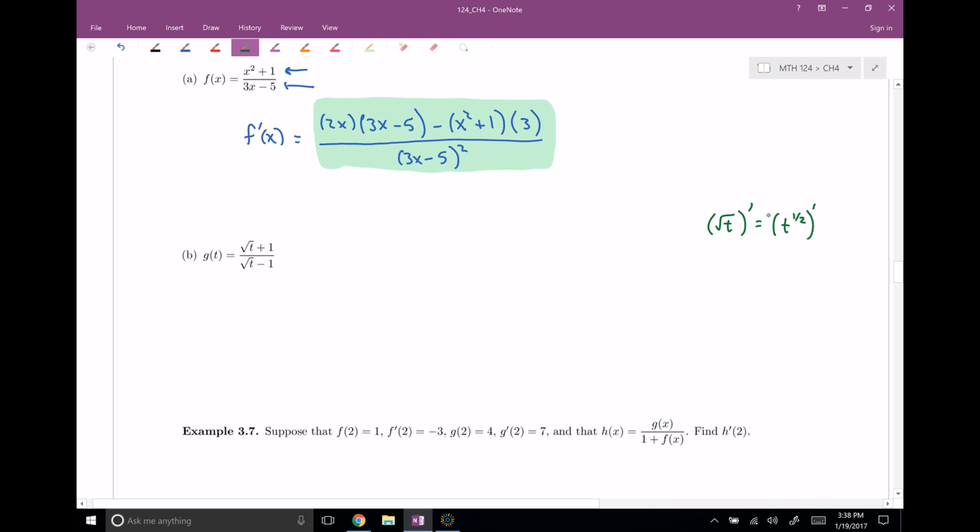So you can take the derivative of t to the 1/2, and that's going to be 1/2 t to the negative 1/2. So that's an important thing to remember. We're going to definitely see this coming up here. Let's go ahead and use that.